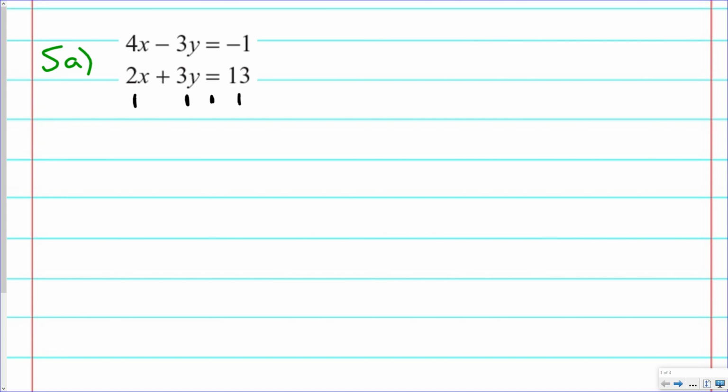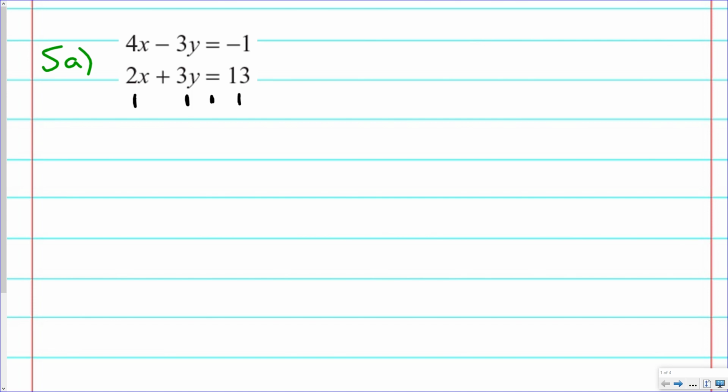Once they're lined up, we then need to make it so they're identical. Right now, none of them are identical. The x's have a different coefficient, and the y's look identical, but you see that the top one is -3 and the bottom one is +3. So what we need to do here is some kind of multiplication on one of those equations, both of them in some cases, which would make them identical. We could either focus on the x's and multiply by some number, or we could focus on the y's and make them both equal +3 or -3.